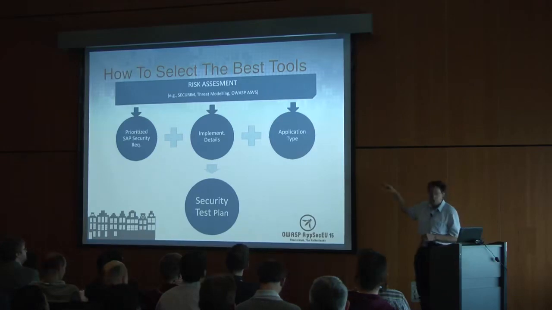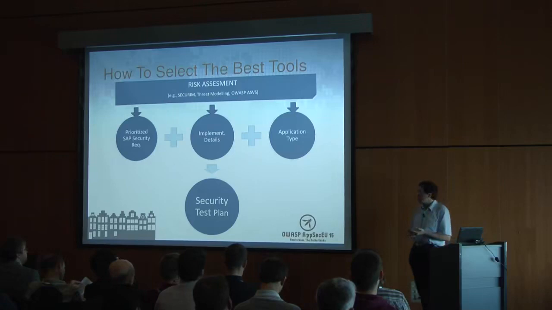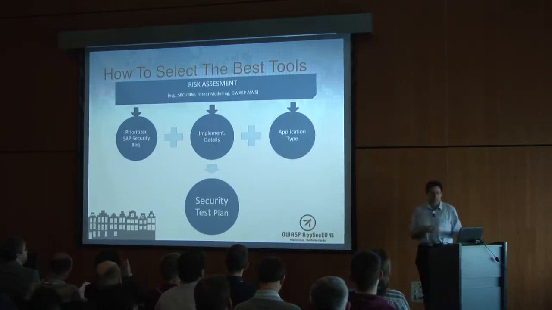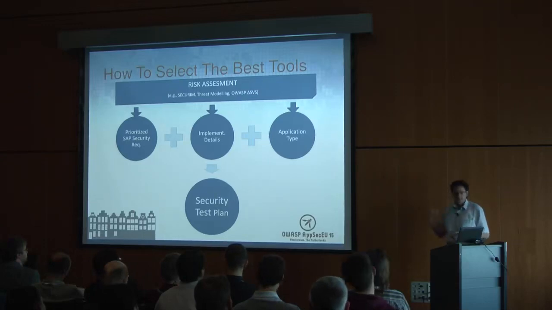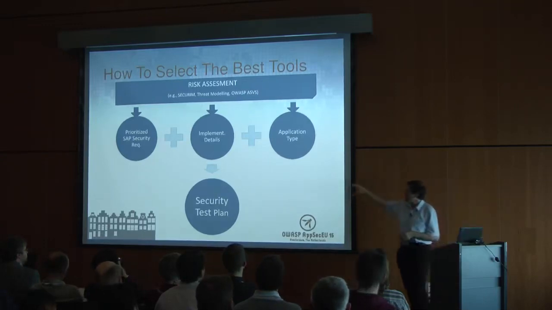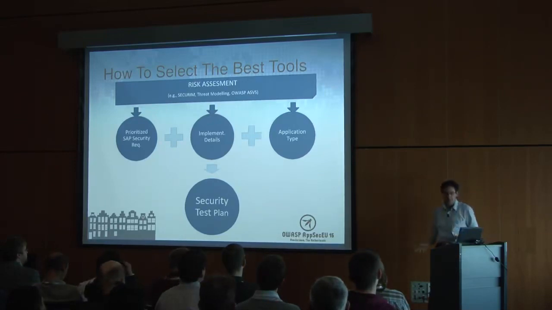I also get the implementation details, like which programming languages I use, which frameworks I use. So is this, for example, a server component using Node.js and Express? Then I will use different security testing tools compared to a Java application running on Tomcat. And also the application type: is it a mobile application, cloud application, client-server application? That influences the selection of tools. And based on this information, we infer a product-specific security test plan, which then describes which security test techniques are used for the different components.